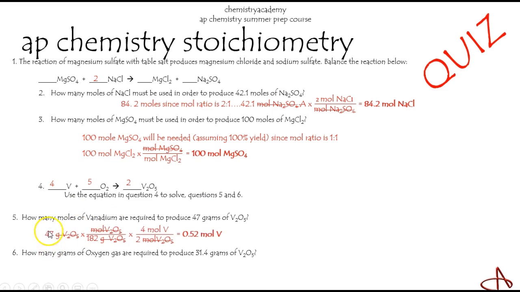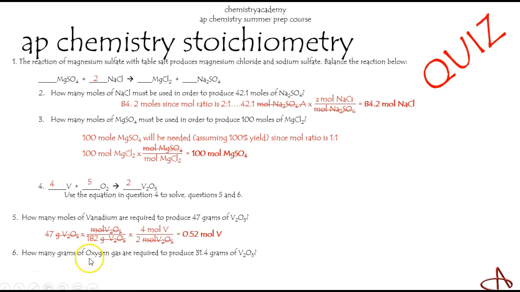There's the setup. And for every 182 grams of V2O5, that's a mole, meaning we have, I don't know, a quarter of a mole or so. And any time you produce V2O5, you require twice as many molecules, or scaling it up, moles of vanadium, meaning we need about a half a mole of vanadium.